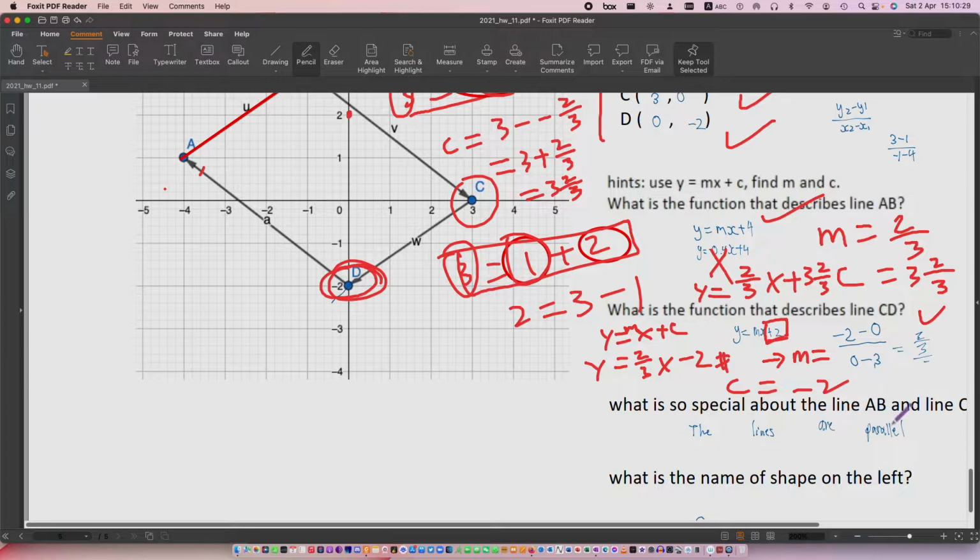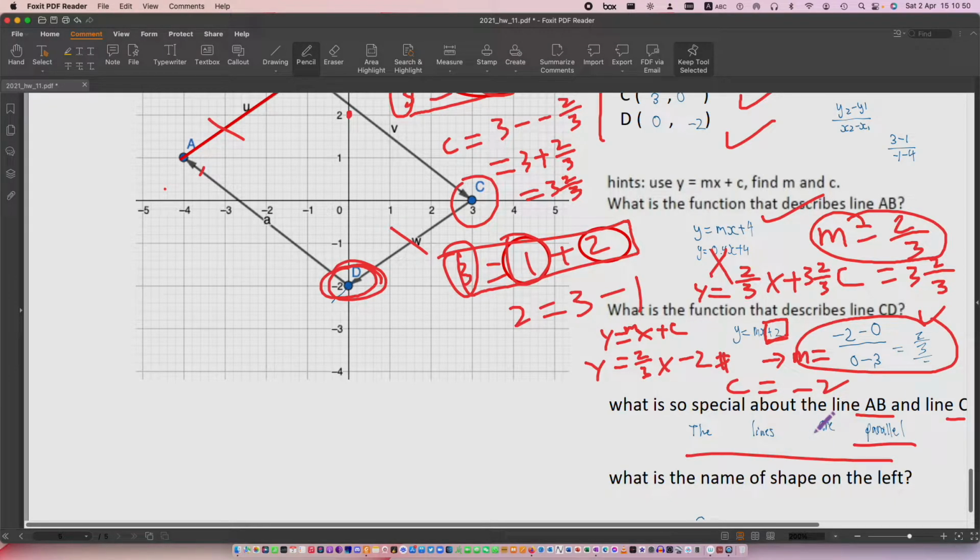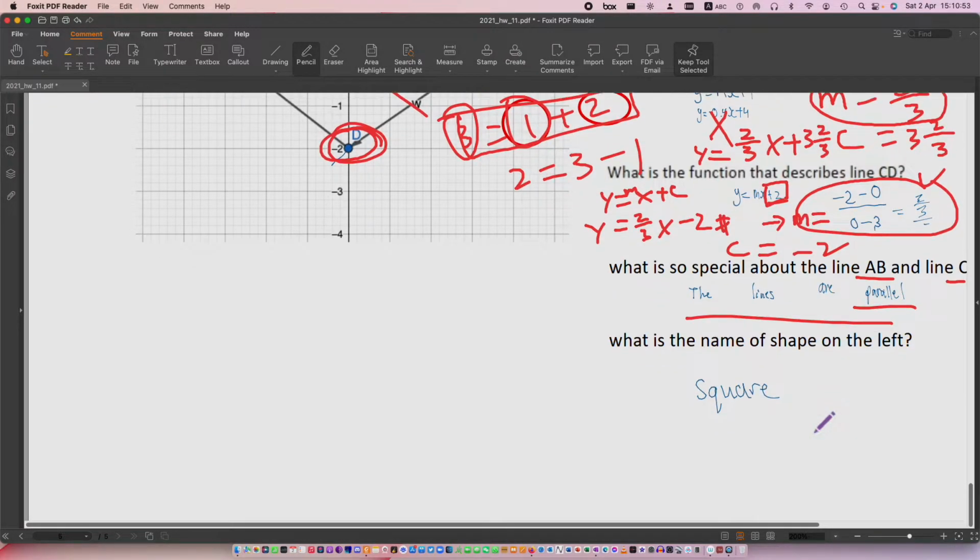So basically, what's so special about the AB and the CD? The lines are parallel, and make sure your spelling is correct. You go and check your dictionary. I'm not teaching you English. So what you observe here? The 2 lines, they are parallel, right? Can you observe that the gradient for this is 2/3? The gradient for this is also 2/3? So what's the conclusion? The gradient is the same. So m1 is equal to m2. Therefore, line 1 is parallel to line 2.